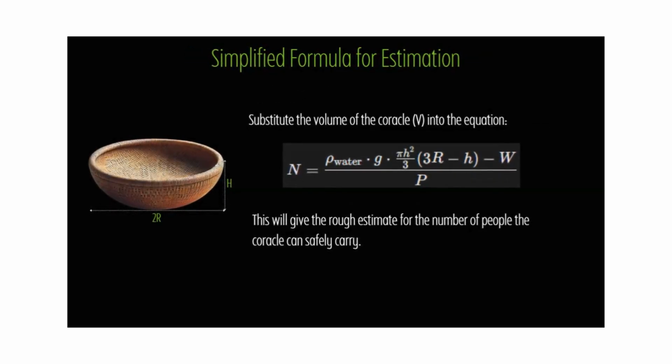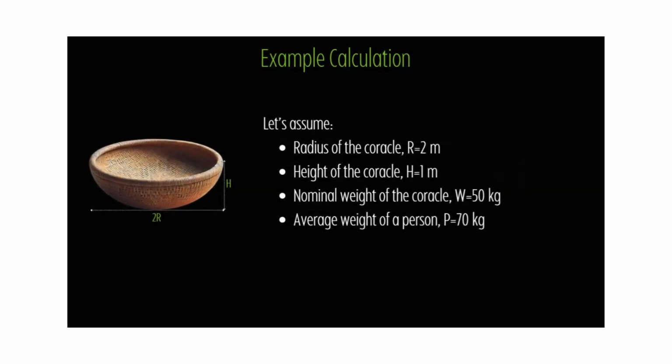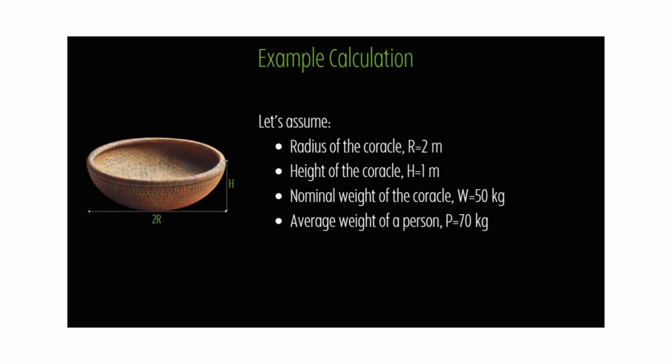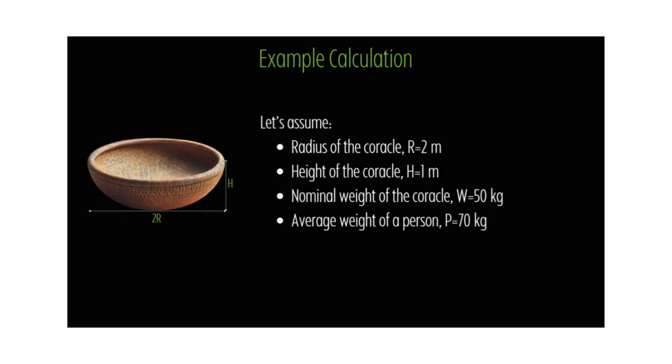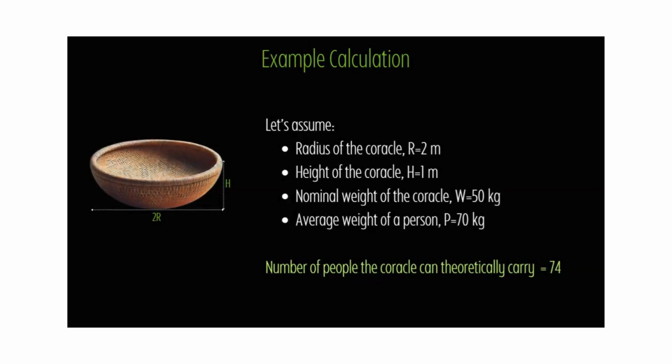We shall take a practical example. We shall assume that the radius of the Coracle equal to 2 meters, height of the Coracle equal to 1 meter, nominal weight of the Coracle equal to 50 kg, and average weight of a person equal to 70 kg. Substituting these values in the equation, number of people the Coracle can carry equal to 74.